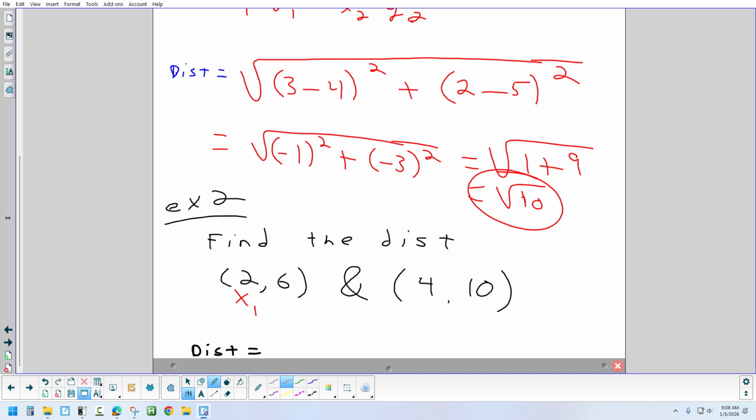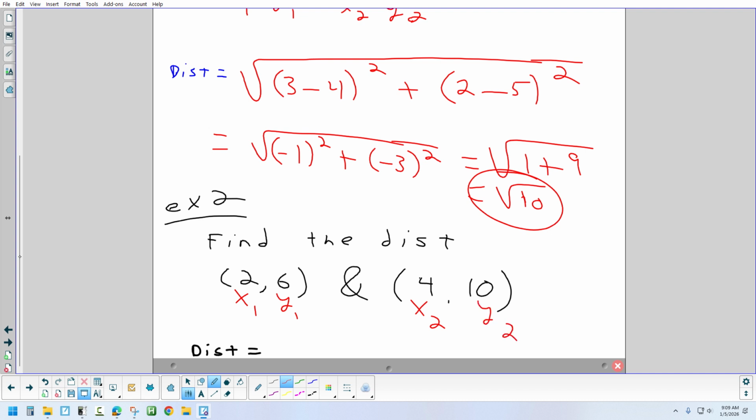So we'll call it x1. Kim, what about 6? Yep, that'll be y1. Okay, and the next one is 4. What are we going to label the 4 as? X2. Yep, that's going to be x2. And lastly, we have the 10. Lucas, what can I label that as? Y2.